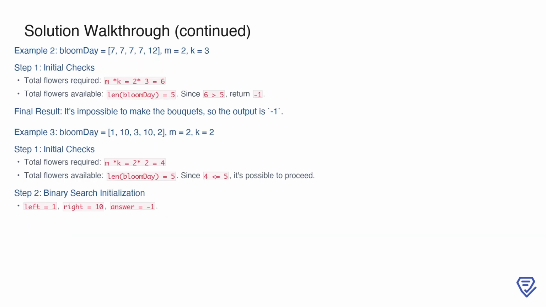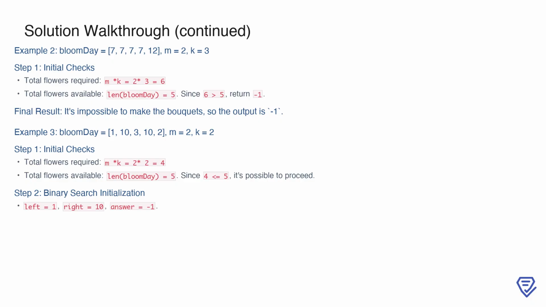In another example, we consider the bloom days 7, 7, 7, 7, 12, with m equals 2 and k equals 3. The total flowers required here are m * k, which is 2 times 3 equals 6. However, only 5 flowers are available, which is fewer than the required 6. This makes it impossible to form the desired bouquets, so we immediately return -1.